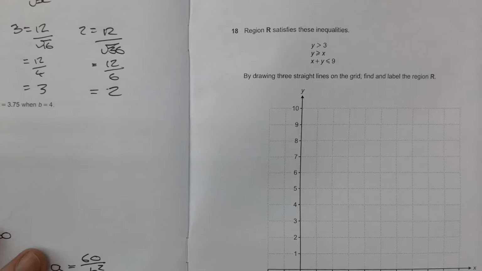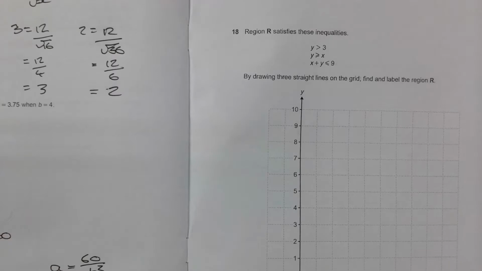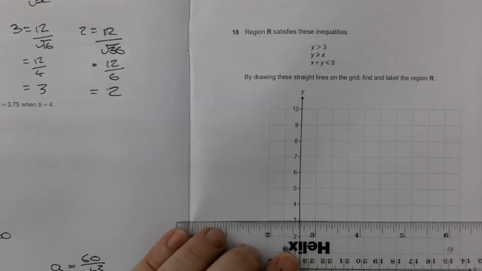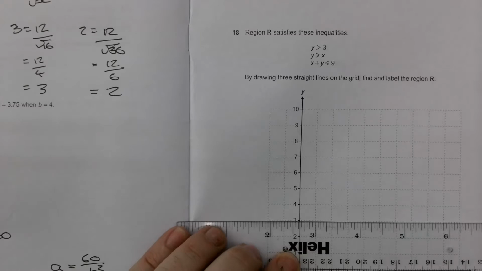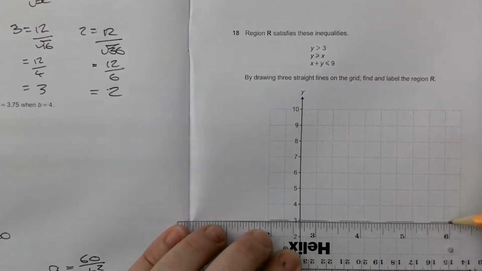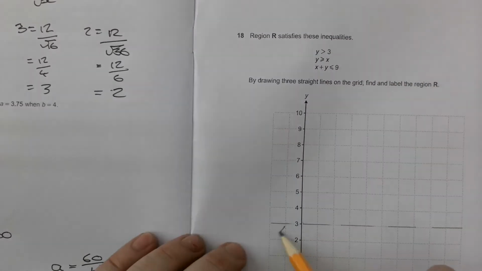Next up, we've got a region R that satisfies these inequalities. y is greater than 3. I'm going to plot that on my graph straight off. I'm going to imagine it's y is equal to 3. So there we go. We're going to draw the line where y equals 3. But because it's greater than but not equal to, it's going to be a dashed line. And we want everything above it, so I'm going to shade out the bit I don't want.